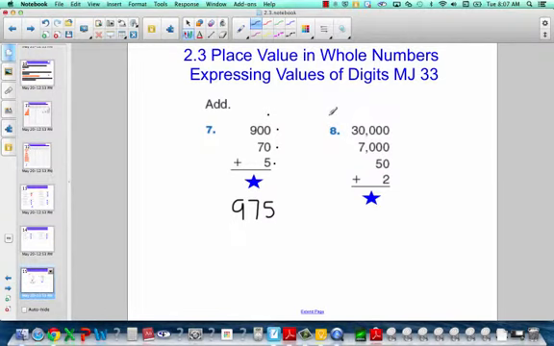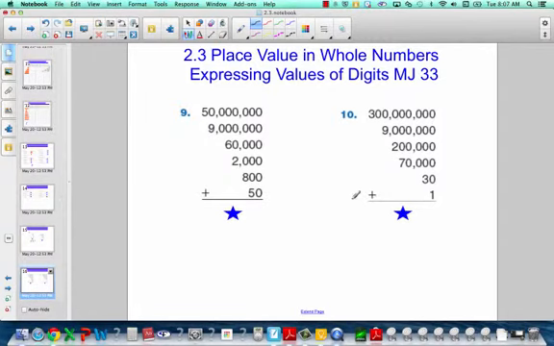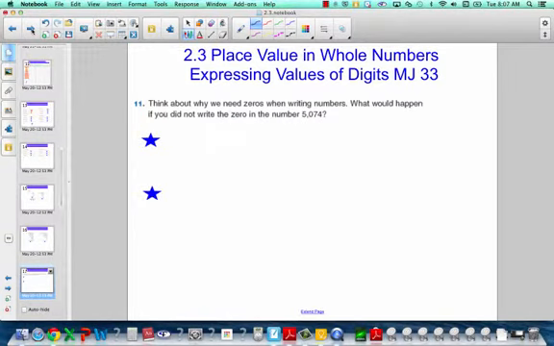Try number 8. And 9 and 10, and pause your video and come show Mrs. Becker your answers. I want you to try number 11. Think about why we need zeros when writing numbers. What would happen if you did not write zeros in the number 5,074? If you took that 0 out, what would happen?